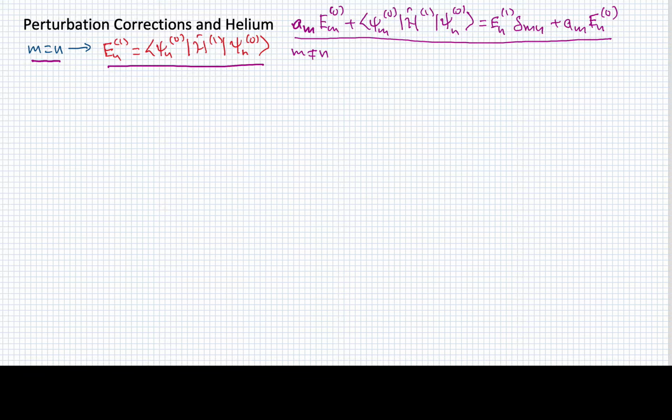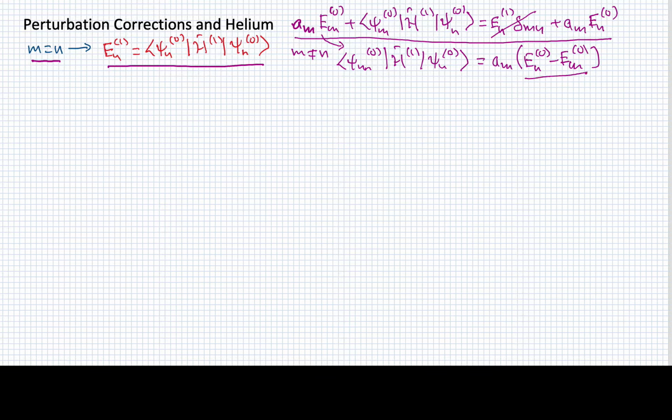Well, right off the bat, we can see that this term here must vanish because delta mn is going to be 0 when m does not equal n. Now what I want to do is move this term over to the other side of the equation. So when we do that, we'll end up with an equation that looks like this. We'll have psi m 0 h1, which is the perturbation part of the Hamiltonian, psi n 0 is going to be equal to a sub m times the difference between en 0 and em 0.